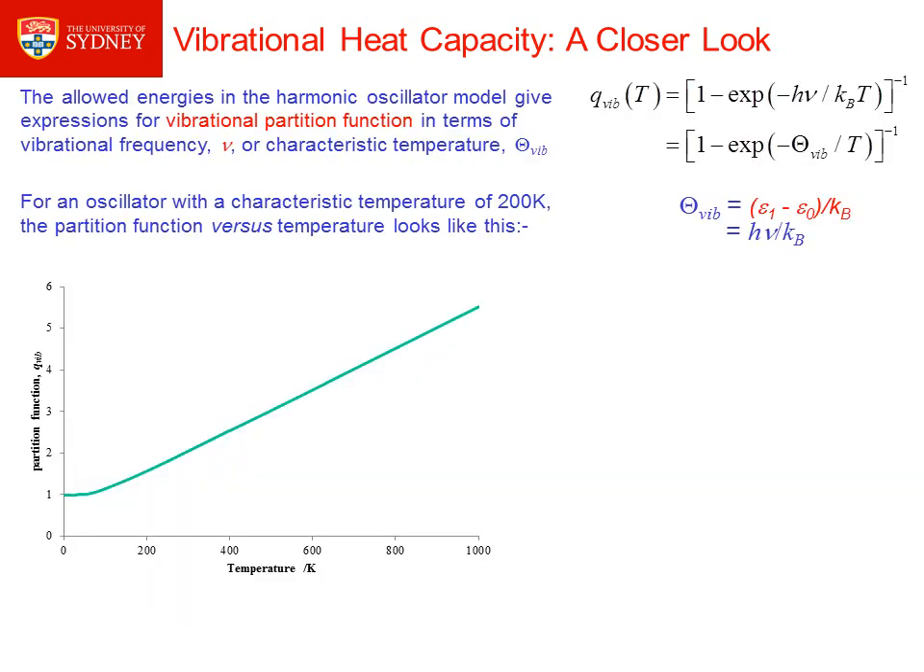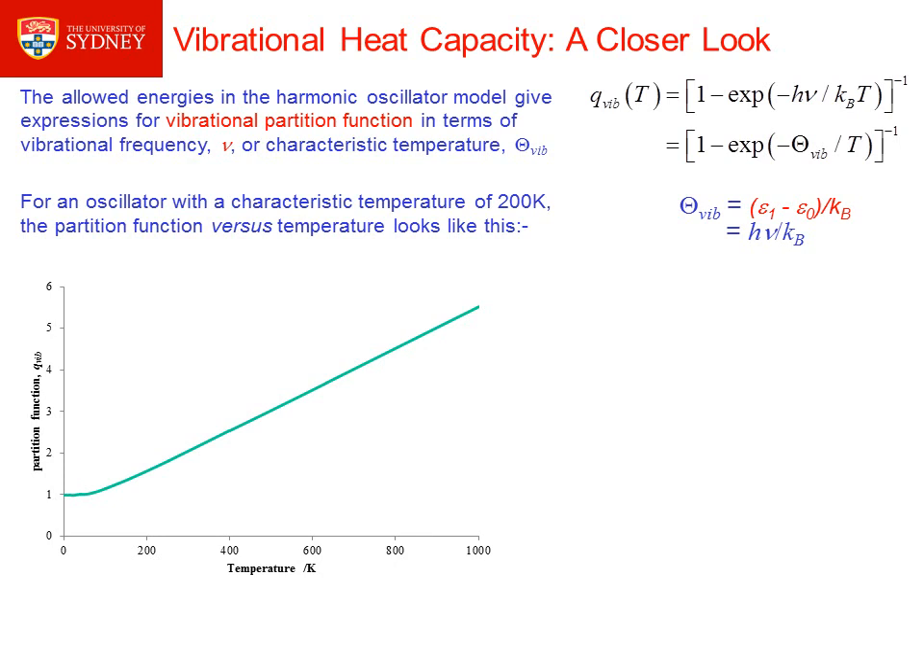This model gives an expression for the vibrational partition function in terms of vibrational frequency or characteristic temperature. For an oscillator with a characteristic temperature of 200 Kelvin, the partition function plotted versus temperature looks like this. Notice that the partition function goes to 1 as temperature approaches 0, and then starts to increase about when the temperature approaches the characteristic temperature.